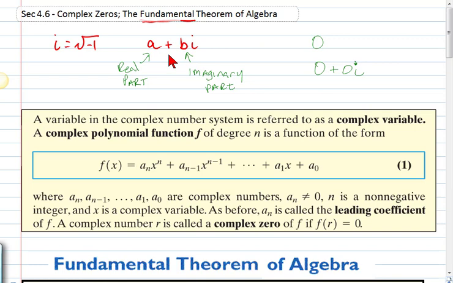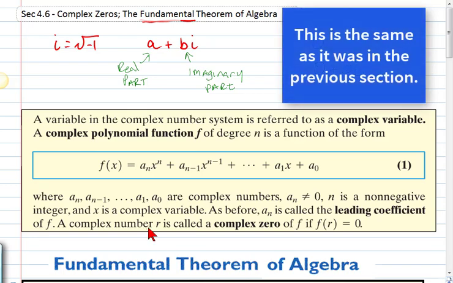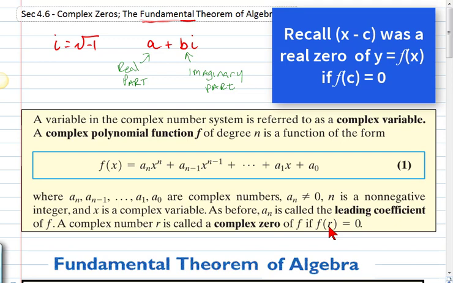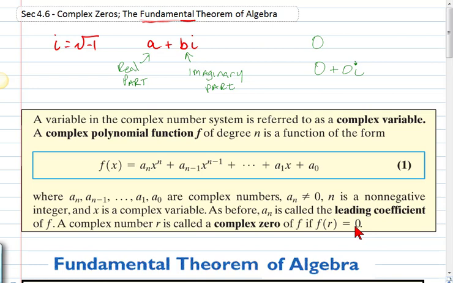A complex polynomial function f of degree n looks just like our polynomial functions of degree n, only now the coefficients are going to be complex numbers and the leading coefficient cannot be 0. And n, once again, is a non-negative integer, so the powers on the variable x have to be non-negative integers. A complex number r is a complex zero if the polynomial is equal to 0 there. Anywhere the value of a polynomial function is equal to 0 is called a zero. So what we've been looking at up to this point were real zeros. Now we're going to look at complex zeros.